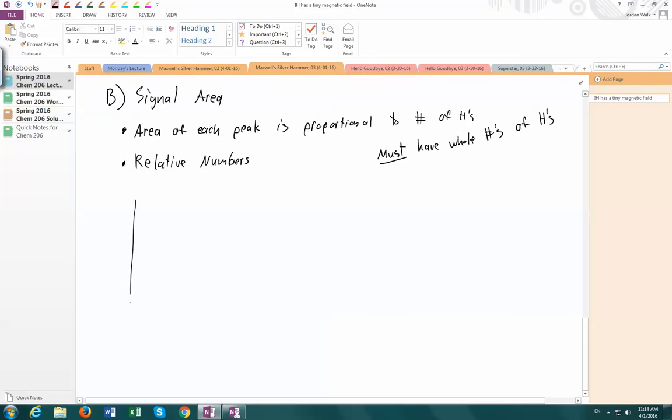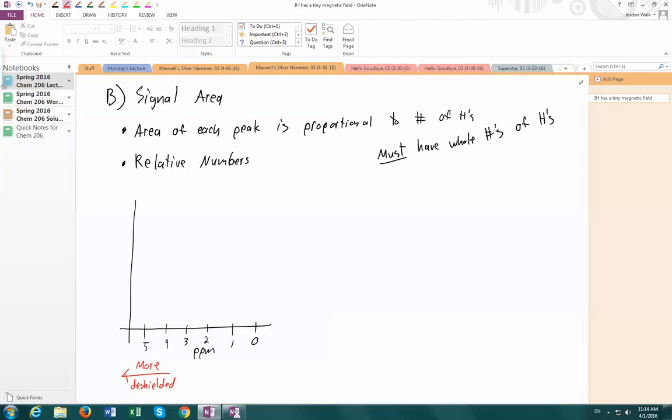All right, so let's draw an example of what this might look like. So let's draw a spectrum. We've got ppm here, and we start at 0, 1, 2, 3, 4, 5. And so importantly, as we go left on our spectrum, does that represent more shielded protons or more de-shielded protons? It's definitely more de-shielded this way. So the more de-shielded, or the more electron density that is removed from our proton, the more we expect it to shift to the left.